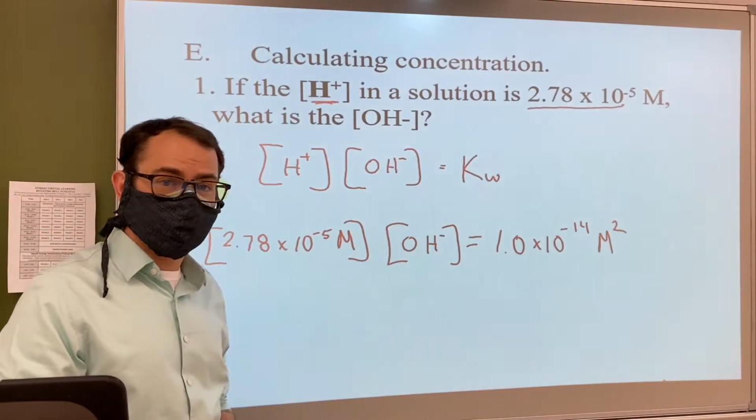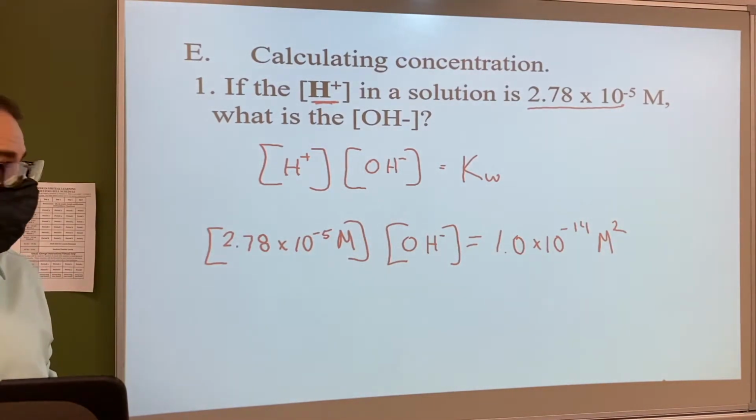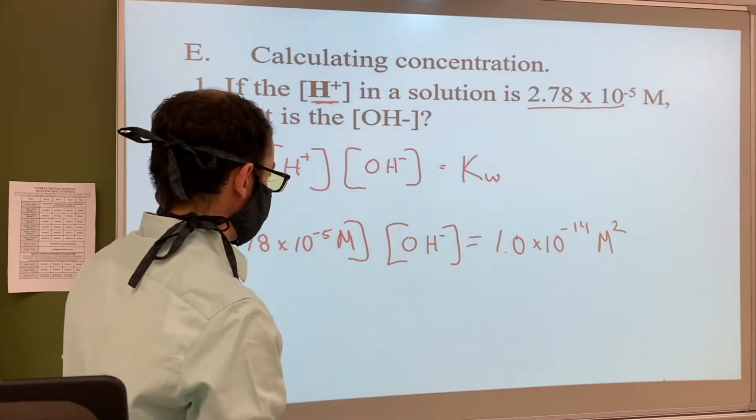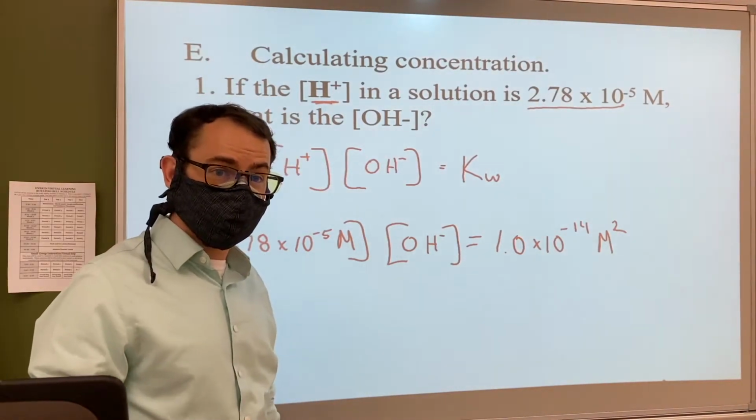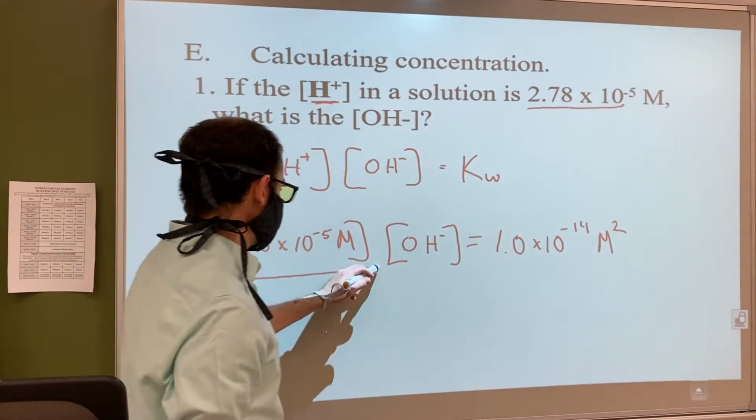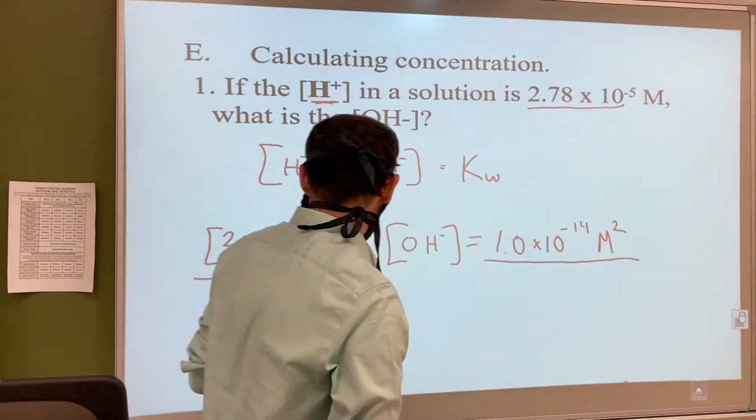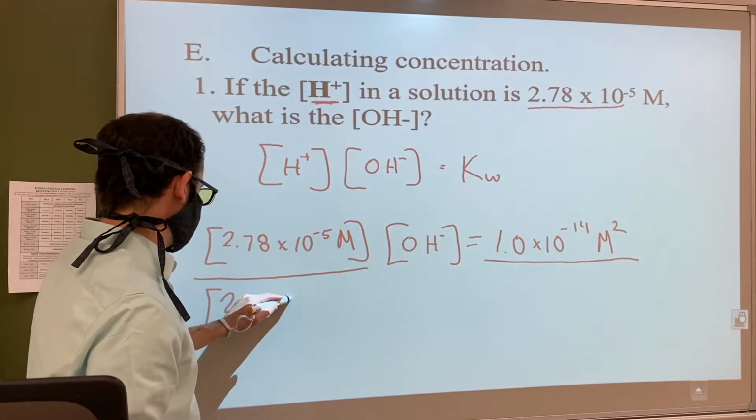What would we do, Andrew? You could divide KW by the amount of H plus. Yeah, and what do we want to get by itself? OH minus. Yeah, we want to get that OH by itself. Perfect. So let's divide this on both sides, the concentration of H plus.